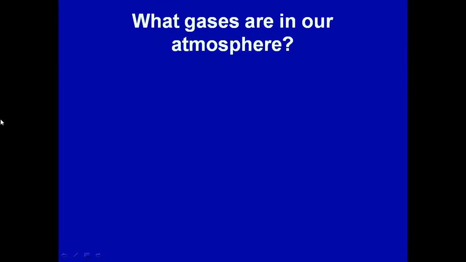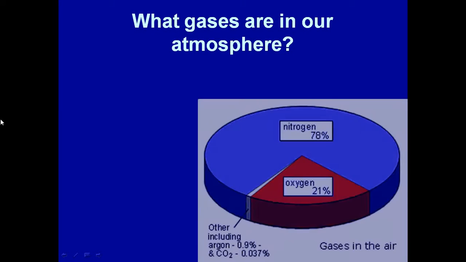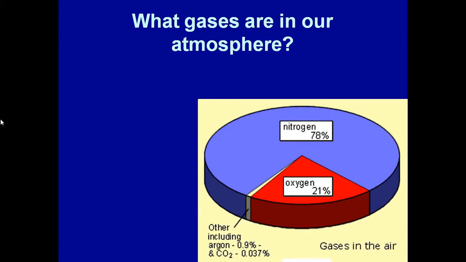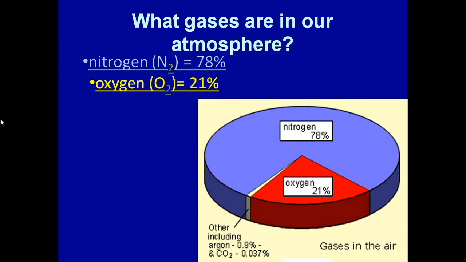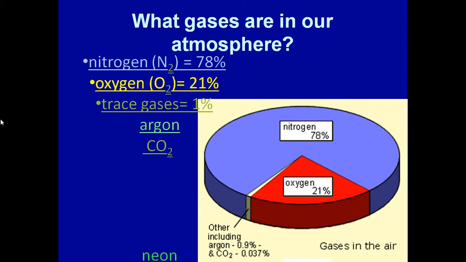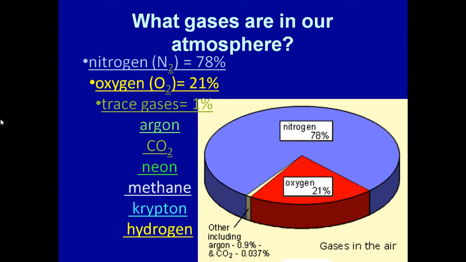So, what gases are in our atmosphere? Well, looking at the pie chart, you can see there are three main breakups of the gases found in our atmosphere. There is nitrogen, which takes up roughly 78%, or most of it. We have oxygen, which takes up 21%. And there's 1% that's dedicated to trace gases. These trace gases include argon, carbon dioxide, neon, methane, krypton, and hydrogen. But of course, it's mostly nitrogen, with oxygen representing 21%.